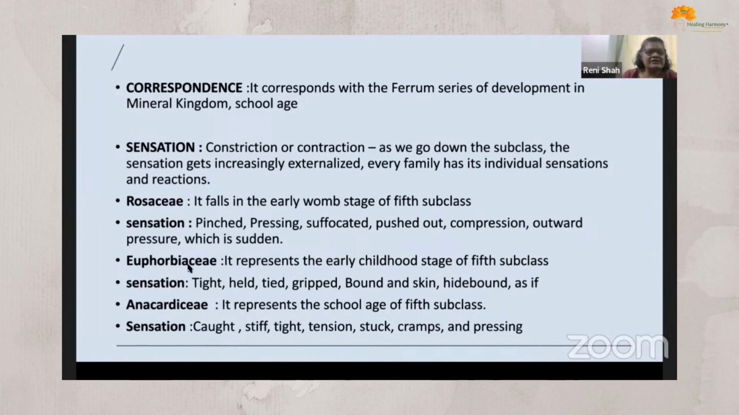Then just a few other families I have written: Euphorbiales, then Anacardiaceae. Euphorbiales falls into early childhood, with a sensation of tight, held, gripped, bound, and skin-bound. In Anacardiaceae, there is caught, stiff, tight, tension, stuck, cramps, and pressing. These are the sensation words of Anacardiaceae.